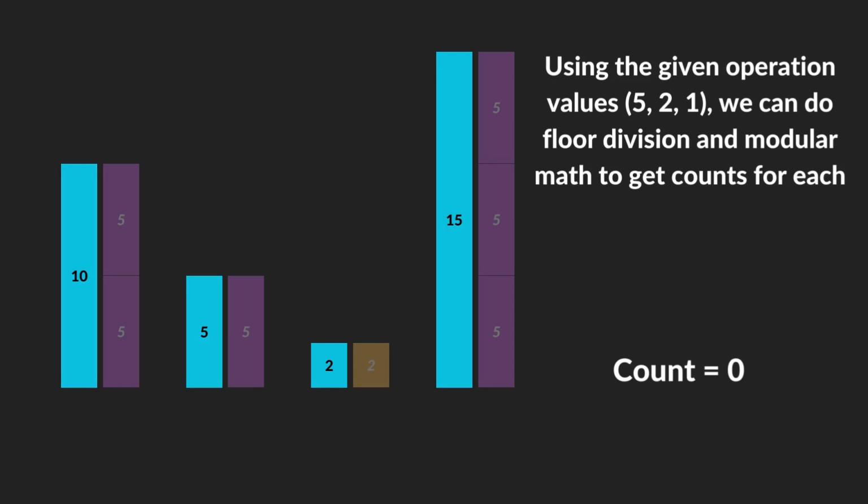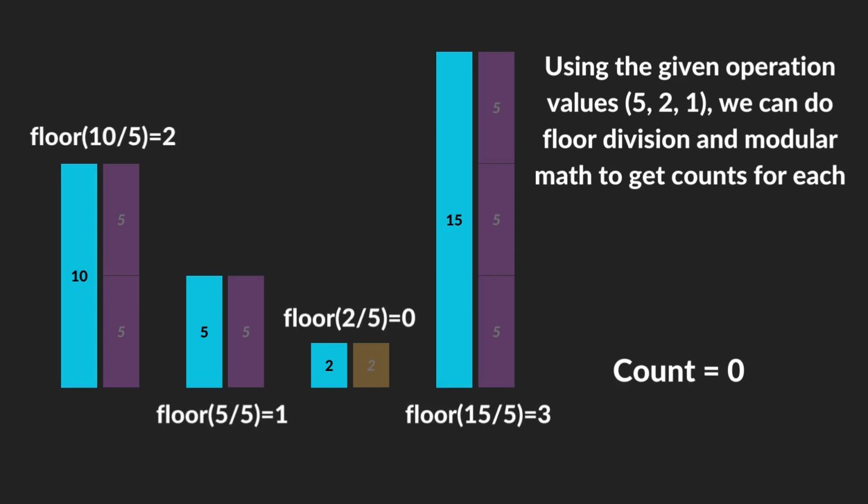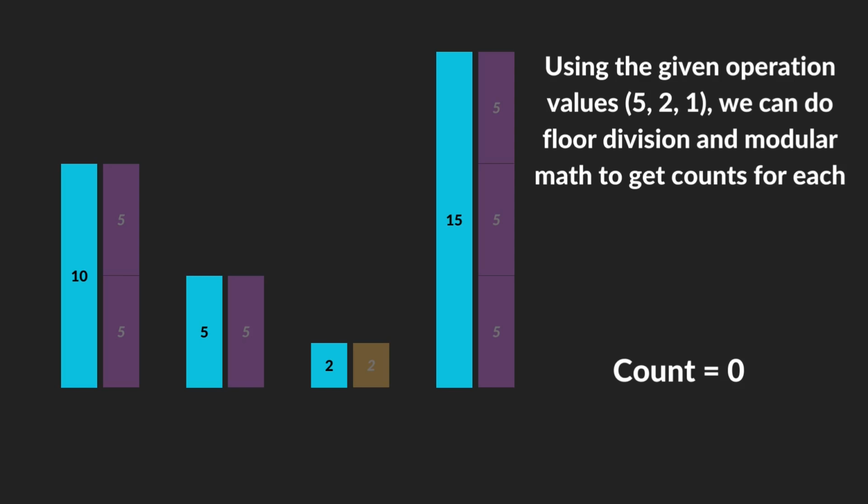Given the operation values that we have, 5, 2, and 1, we'll need to do some floor division and some modular math to get these counts going. We'll first want to deal with the largest value and extract as many 5s as we can out of each value. This will require some floor division. So we take each number, divide it by 5, and do floor division to get a whole number. Our first value has 2 5s in it, then 1, 0, and then 3. So let's take those and add them to the count.